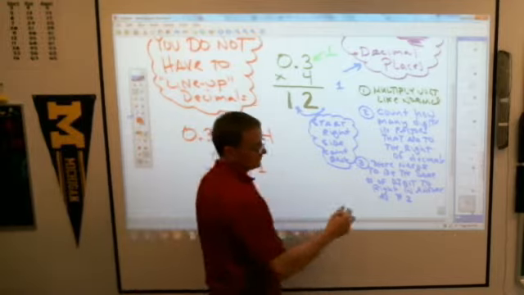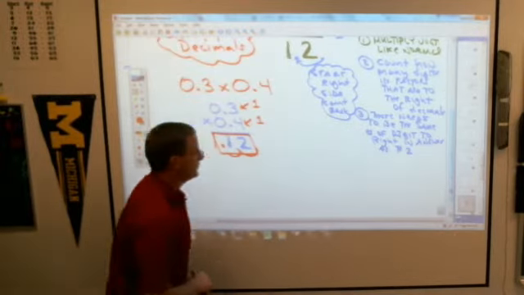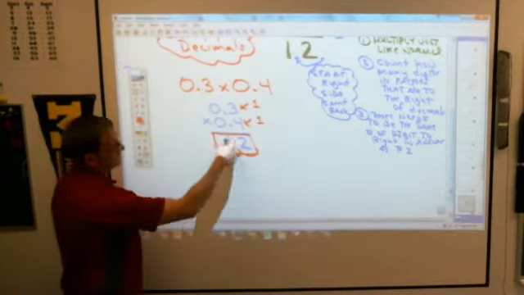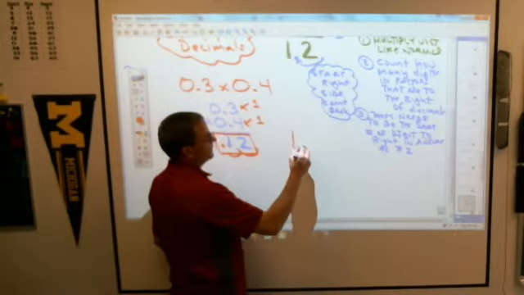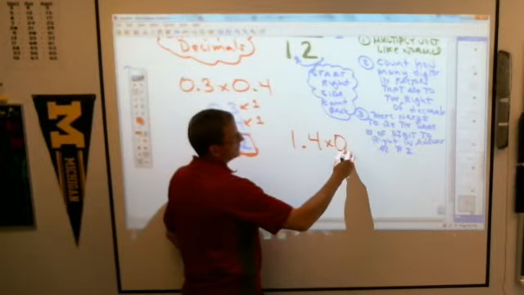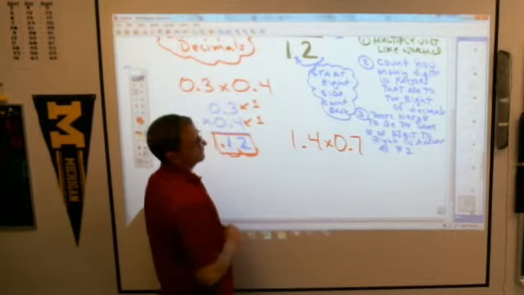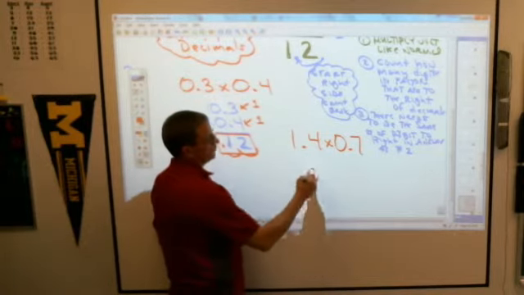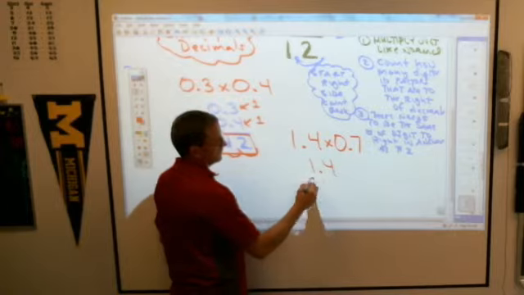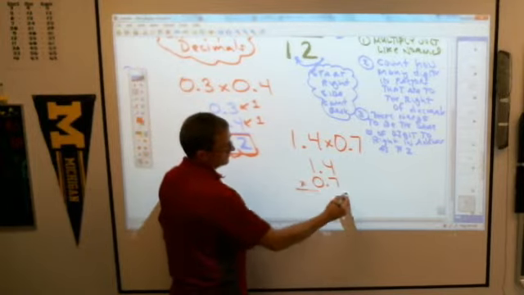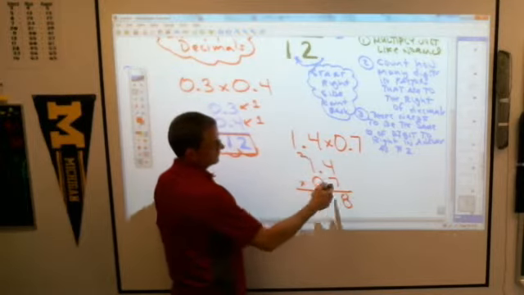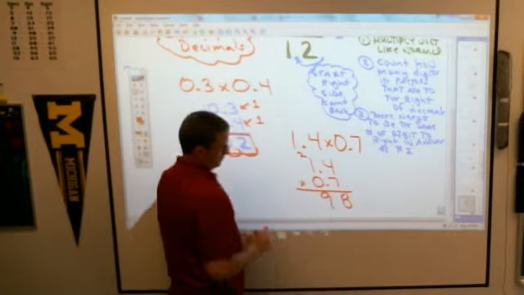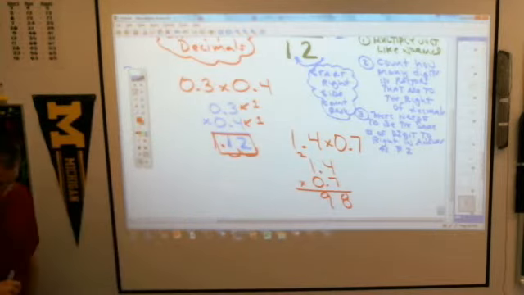Let's try one more. It's really not terribly difficult, but what I do see is people get it confused and they think that the decimal goes after it line up. Multiplication is not lining up decimals. 1.4 times 0.7. Multiply like usual, 1.4, 0.7. So it's like 7 times 14. 4 times 7 is 28. Carry the 2, 7 times 1 plus 2 is 8. I get a 9 and an 8 in my answer.